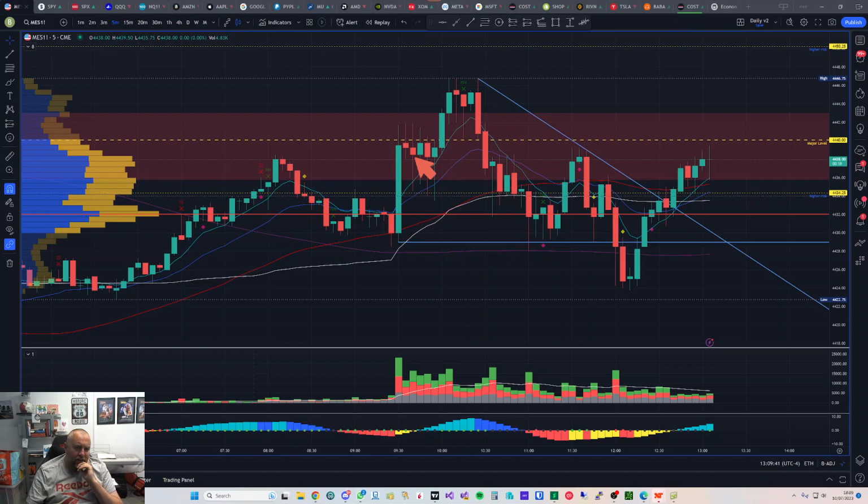So I was watching it. It was putting in this flag, and I know some other people took the break out of this flag, which was a good trade.